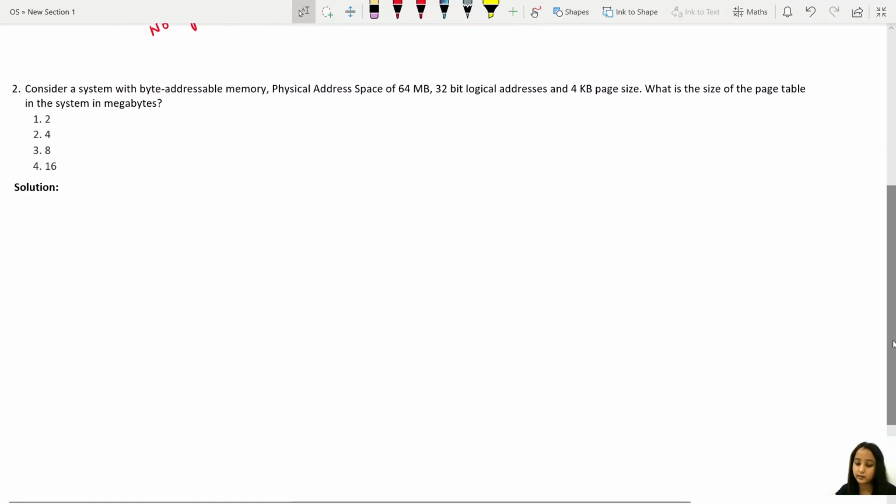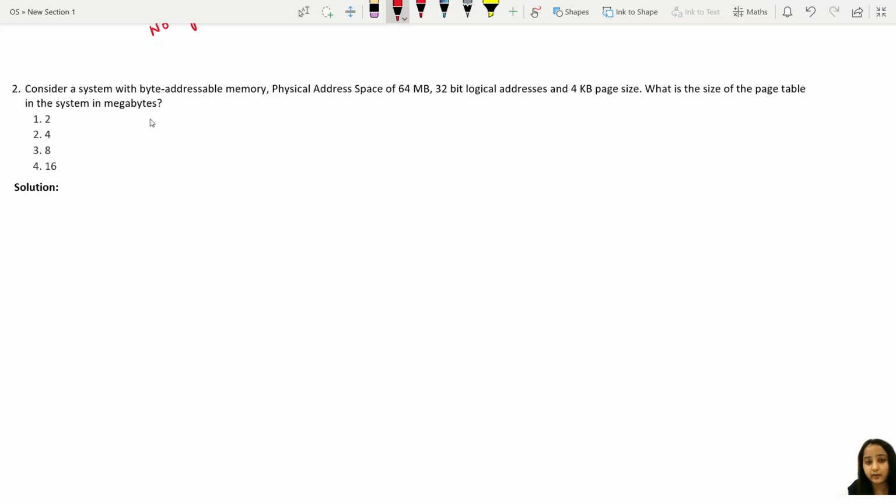Second question is: consider a system with byte addressable memory and physical address space of 64 MB, 32-bit logical addresses and 4 KB page size. You have to find out the size of the page table in the system in megabytes. Options are given. You have to take the correct option. So let us see the scenario, how we can find out.